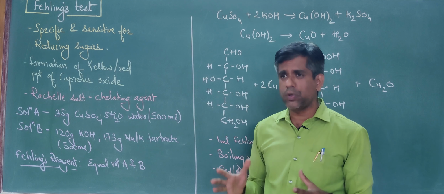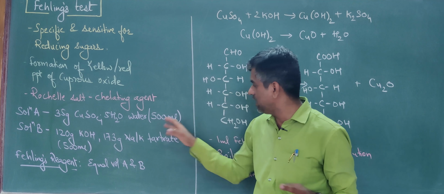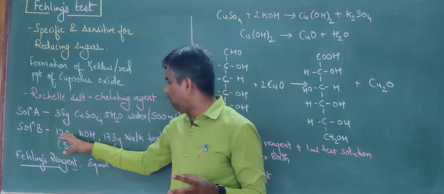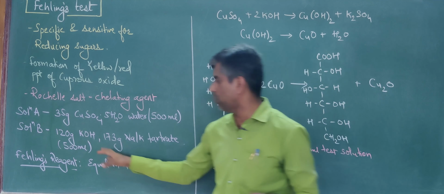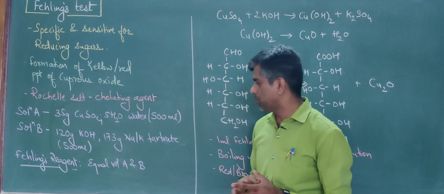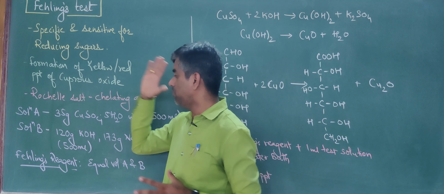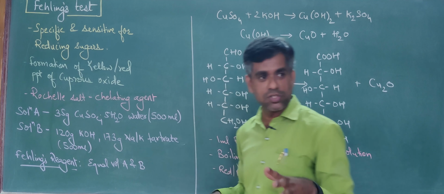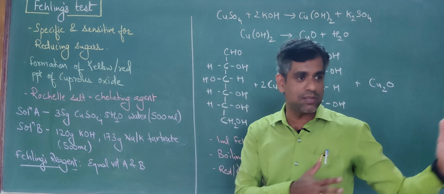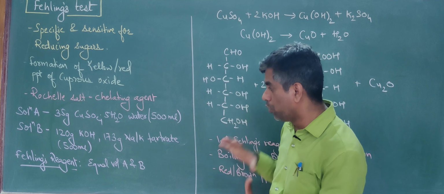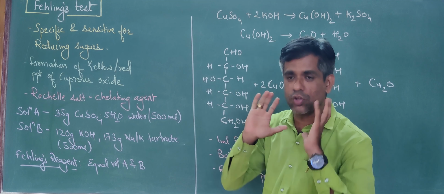To prepare this reagent, you take 35 grams of copper sulfate pentahydrate in 500 ml of water, and 120 grams of KOH and 173 grams of sodium potassium tartarate in around 500 ml of water. You take equal volumes of both and prepare what is called the Fehling's reagent. Remember, we are going to use this freshly prepared Fehling's reagent for the test. Don't use A separately or B separately. We use both, and once you mix these two, whatever you prepare is your Fehling's reagent.